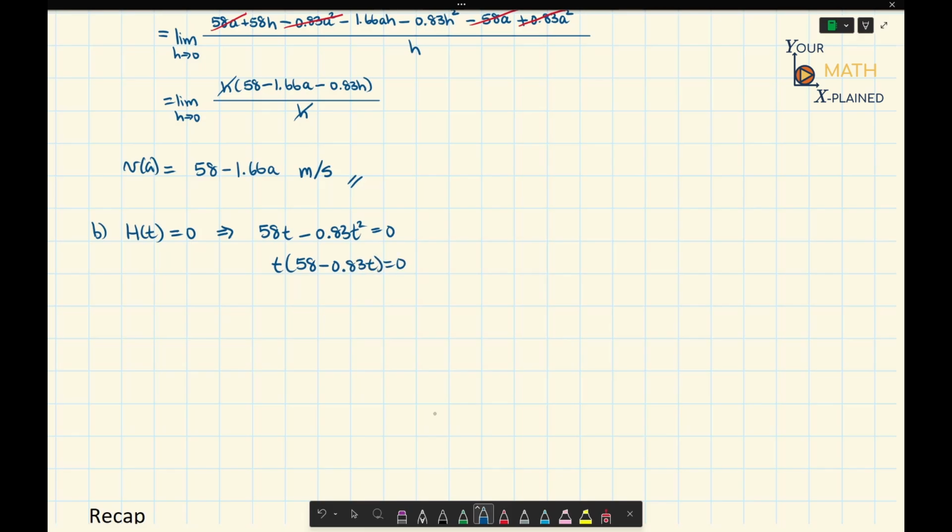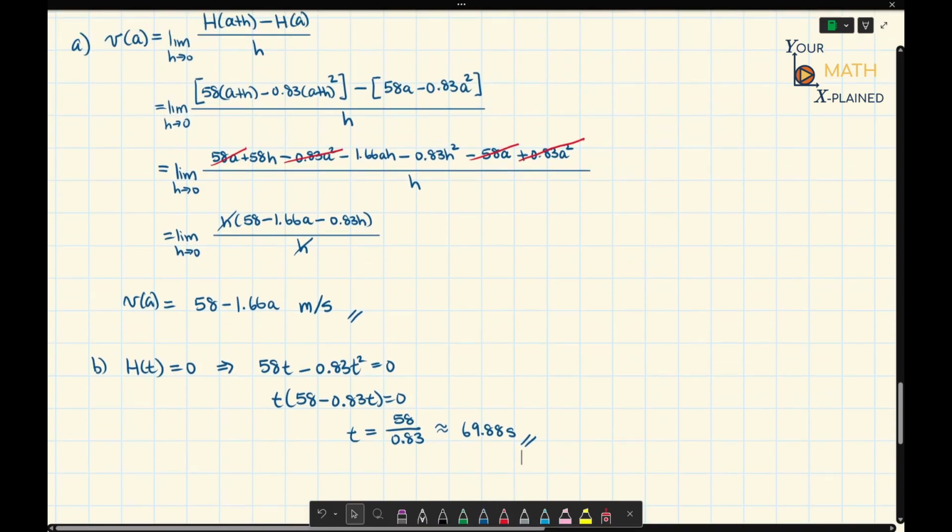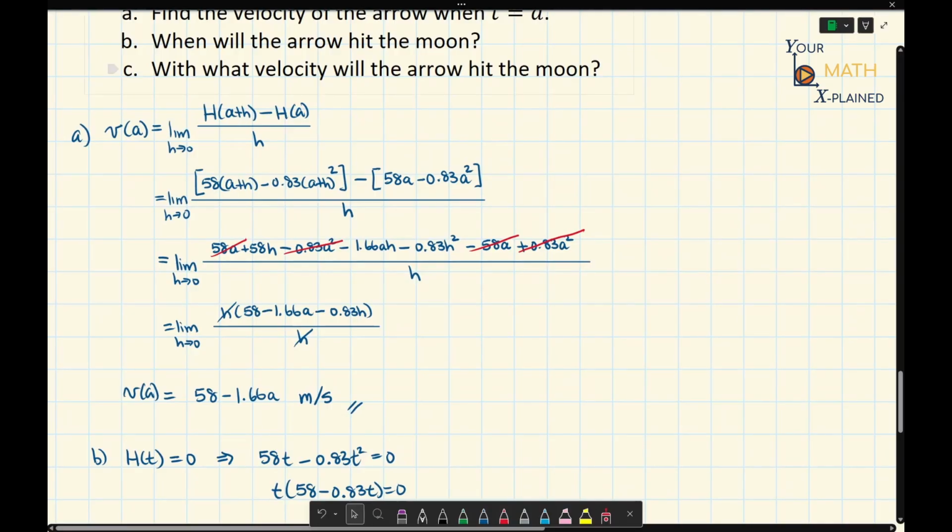So one solution is going to be when t is equal to 0. And that makes sense because that is when you're firing the arrow, but it's the other t that we're interested in. That is going to give us the time t when the arrow hits the moon again. So that one is going to be t is equal to 58 over 0.83. And that is roughly 69.88 seconds.